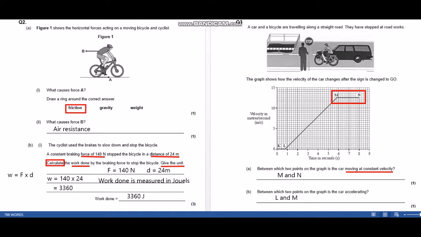I've just noticed that I've missed out part B II from question 2. So pause the video here, get these answers down. I'm going to go back to that question and then move back to question 3.